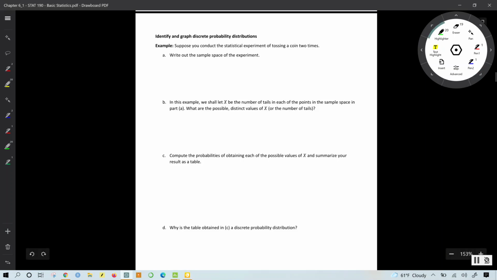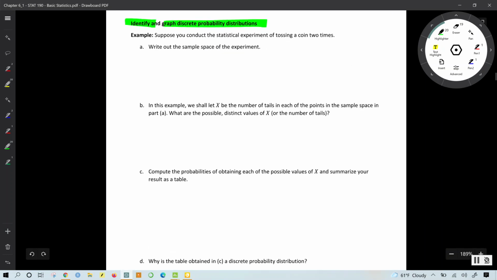In this video, our goal is to learn how to identify and graph a discrete probability distribution. To get us started, let's consider an example. Suppose you conduct the statistical experiment of tossing a coin 2 times, and you're required first to write out the sample space of the experiment. Of course, every experiment in statistics definitely has a set of possible outcomes, which is called the sample space.